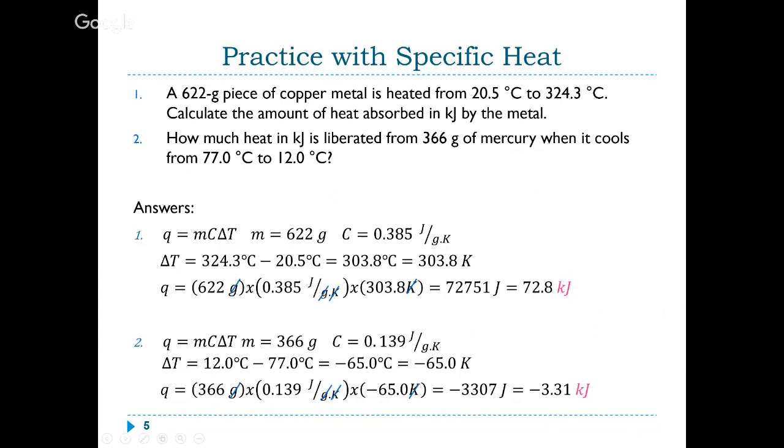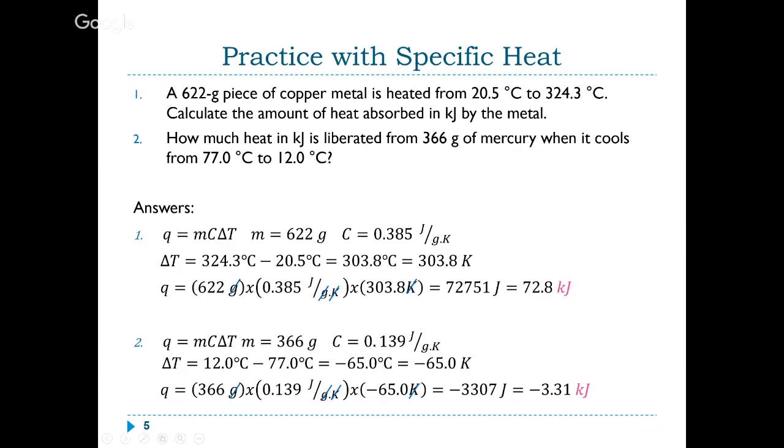So we calculate our temperature change, keeping in mind that it's supposed to be final minus initial. That gives us negative 65.0 degrees Celsius, which is the same as negative 65.0 Kelvin. We plug things into our equation. Q equals mc delta T. We multiply 366 times 0.139 times negative 65.0, canceling out our units of mass and canceling out our units of temperature. So this tells us that negative 3307 joules of heat had to be given off. We convert that to kilojoules, rounding for sig figs, and see that that is negative 3.31 kilojoules.